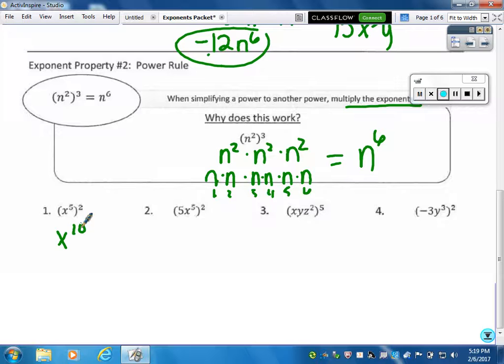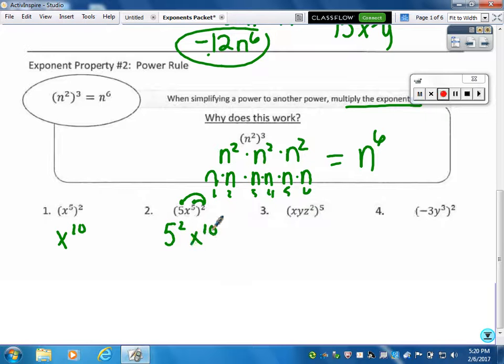Alright, next one. I've got 5x to the 5th, squared. Now, I get to give this squared throughout everything here. It almost looks like distribution. What I'm really doing is just making sure everything is squared. So I'm going to say 5 squared, and then an exponent to an exponent multiplies.